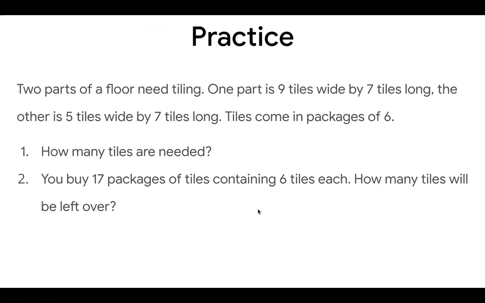And the last practice for the arithmetic operations, we have to do the floor tiling. One part is 9 tiles wide by 7 tiles long. The other is 5 tiles wide by 7 tiles long. And tiles come in packages of 6. So how many tiles are needed? And if you buy 70 packages of tiles containing 6 tiles each, how many tiles will be left over? You also need to use arithmetic operations to calculate the answer to these questions.